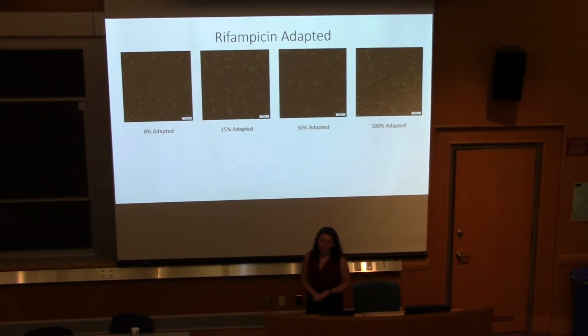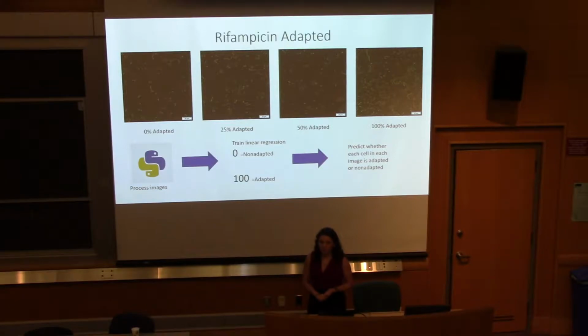Here's some of the data that I generated through this process. These are mixtures of rifampicin adapted and non-adapted bacteria at percentages of 0, 25, 50, and 100% adapted. After obtaining my images, I ran a script to process them into numerical representations of their phenotypes. I could then run that data through a logistic regression that was trained to recognize 0% adapted and 100% adapted populations. That logistic regression could then predict whether each cell in a given image was adapted or non-adapted.